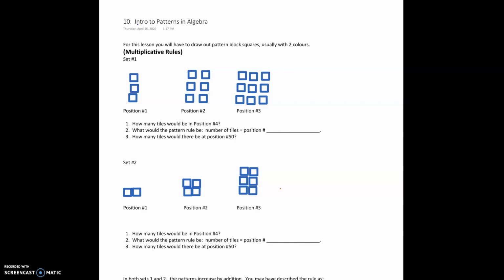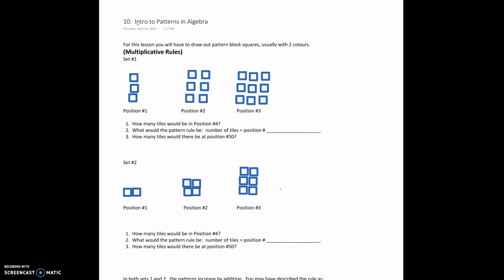Hi everyone, just thought I'd try making a video to try and explain our introduction of patterns to algebra. We're going to start off looking at the first examples here that are multiplicative rules, which simply means we're going to create a rule that involves multiplication. And as we remember, multiplication is repeated addition.